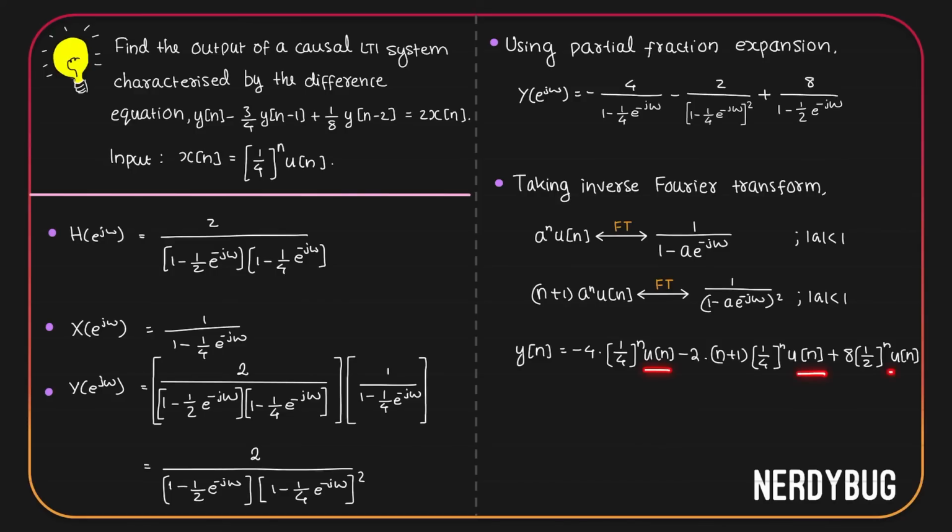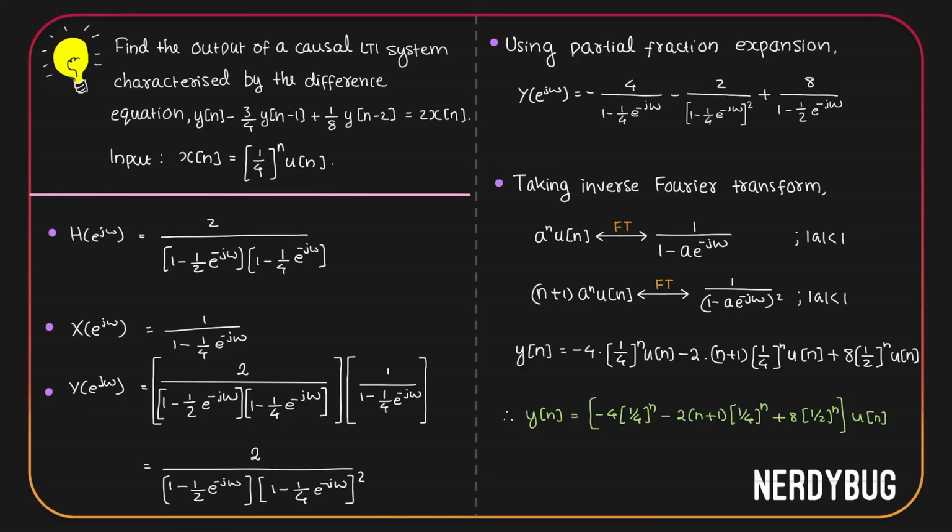There is u of n in all of these terms. We can take it out as common. Then we can write y of n is equal to (minus 4 (1 by 4) to the power n minus 2 into (n plus 1) multiplied by (1 by 4) to the power n plus 8 into (1 by 2) to the power n), the whole multiplied by u of n. This will be the output of our LTI system if input is (1 by 4) to the power n u of n.